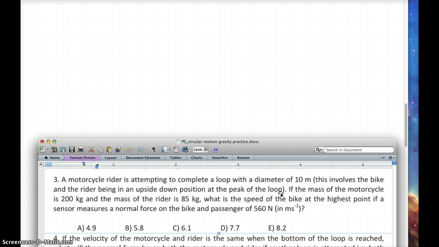Now we can look at the next problem, and it's problem 7 in your packet. It involves a motorcycle rider, and he or she is attempting to complete a loop with a diameter of 10 meters. If the mass of the motorcycle is 200 kilograms and the mass of the rider is 85 kilograms, what is the speed of the bike at the highest point, if a sensor measures a normal force on the bike and passenger of 560 newtons? The answer is in meters per second. So we're given this 560 newtons as the normal force at the top of the loop.